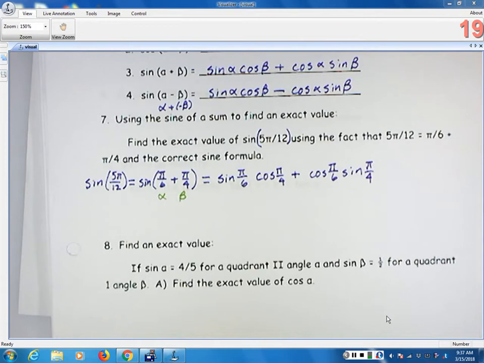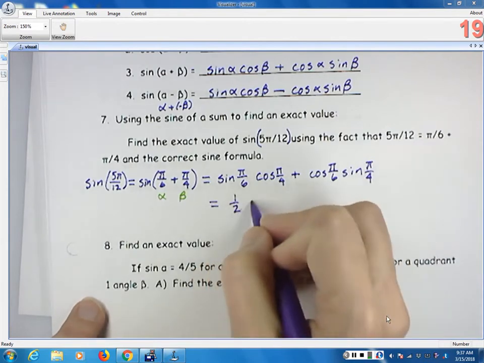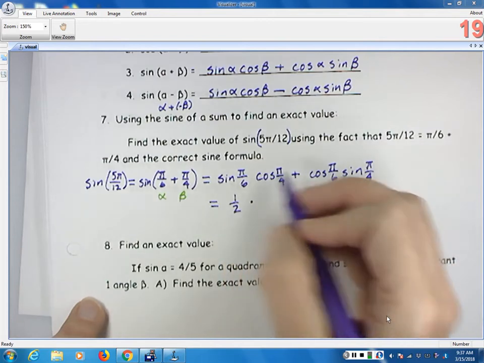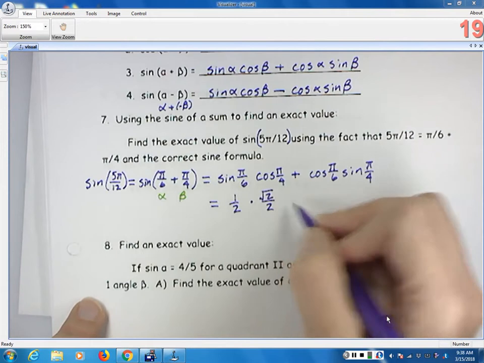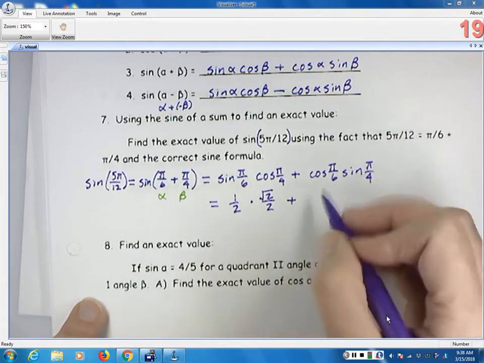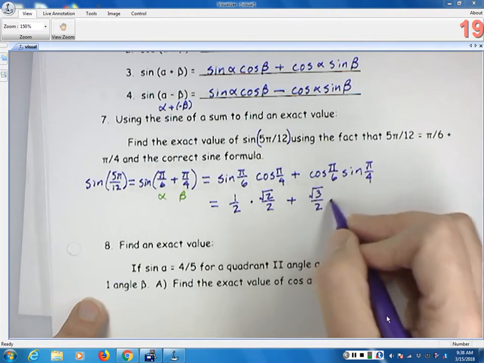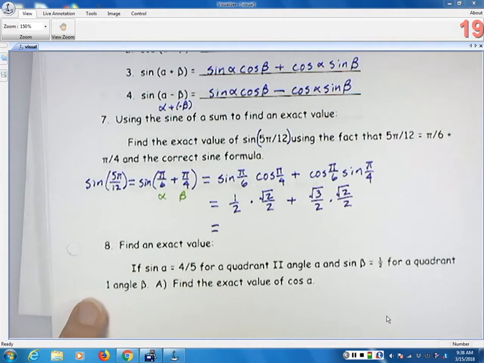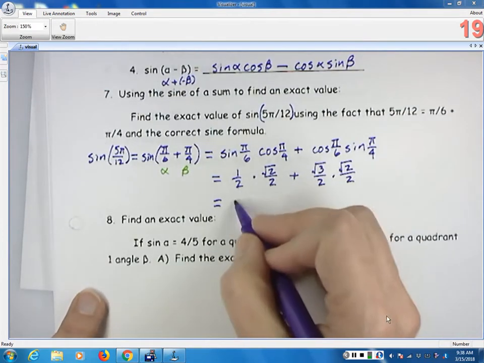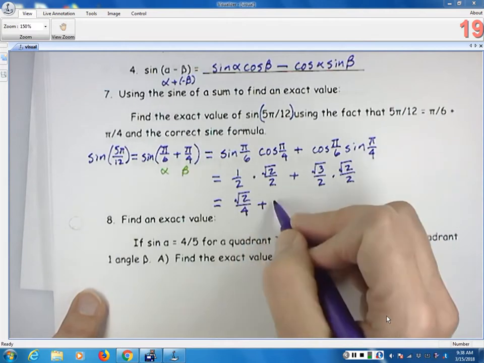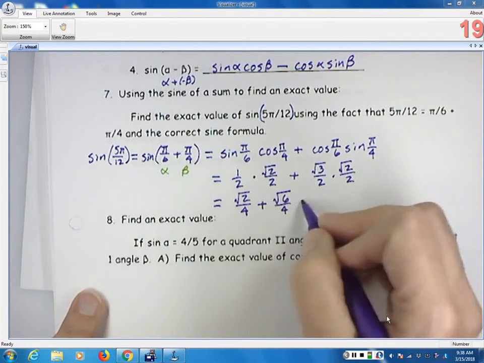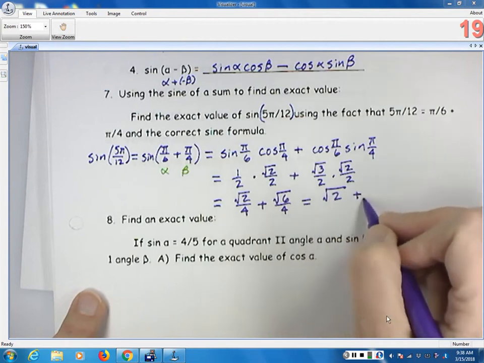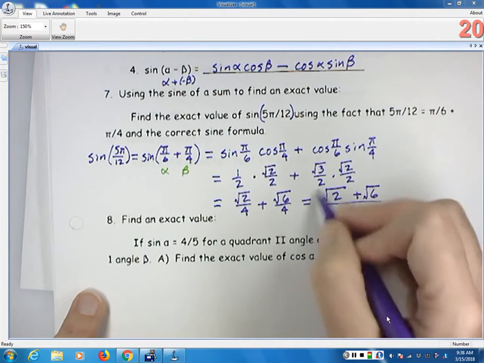Okay, sine of pi over 6, that's the 30-degree angle, is 1/2. Cosine of pi over 4 is the square root of 2 over 2, that's 45 degrees. Cosine of pi over 6 is square root of 3 over 2. And sine of pi over 4 is square root of 2 over 2. This works out the exact same way as that other one we did on the first page. It's square root of 2 over 4 plus the square root of 6 over 4. Then you combine those into the same fraction. Here's your exact answer.